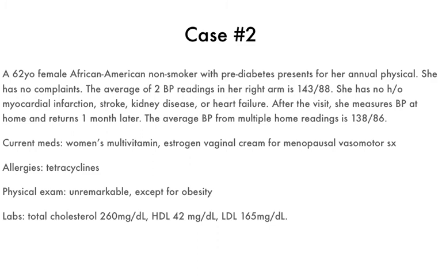After the visit, she says she measures her blood pressure at home and returns a month later. The average blood pressure from her home readings is 138 over 86. Her current meds are listed, as well as her allergies and her medical exam. You also have some cholesterol and lipid panel readings there.